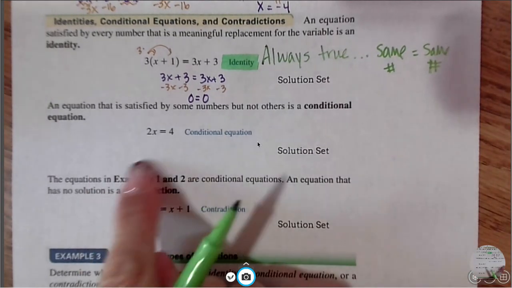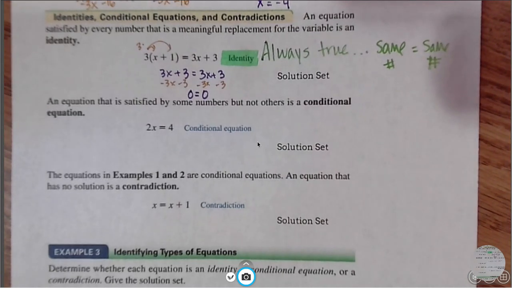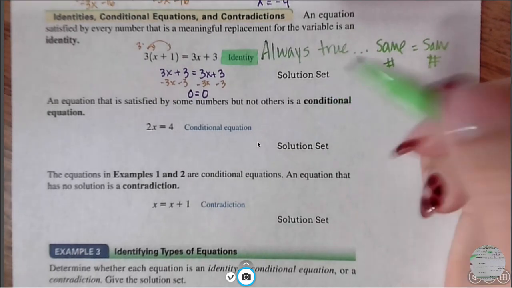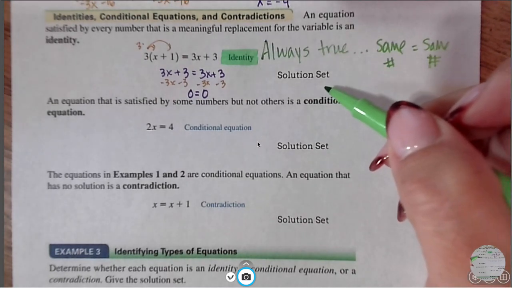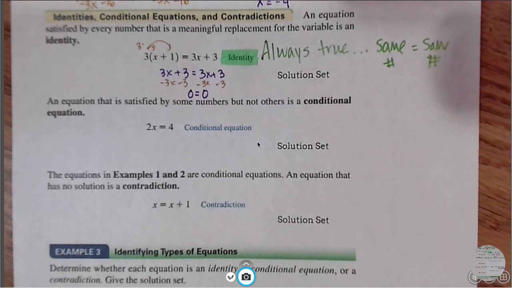On this one, I ended with 0 equals 0, but I could have stopped ahead of that and ended up with negative 3 equals negative 3 or positive 3 equals positive 3, but it's going to end up being the exact same on both sides. The solution set for an identity is going to be all real numbers. So the way that we would write that is we would put the curly braces, and then we just put all real numbers inside that.